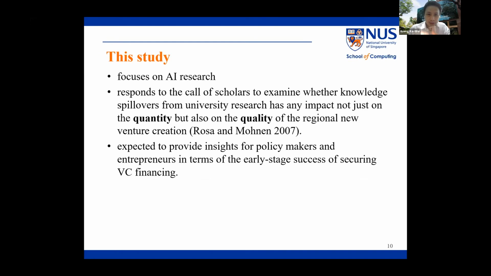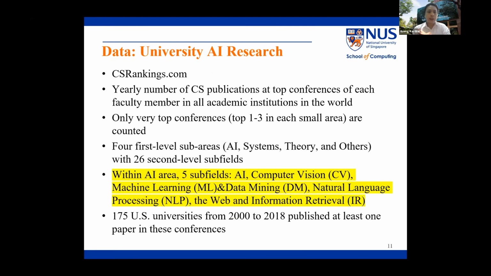I think this is similar to what I already mentioned. So, the dataset. One unique dataset we found is a website called csrankings.com. It has very detailed data: the yearly number of CS publications in top conferences, for each faculty member of all the universities all over the world. So from this website, we can consolidate the number of publications of each university in each conference and create a panel dataset for analysis.